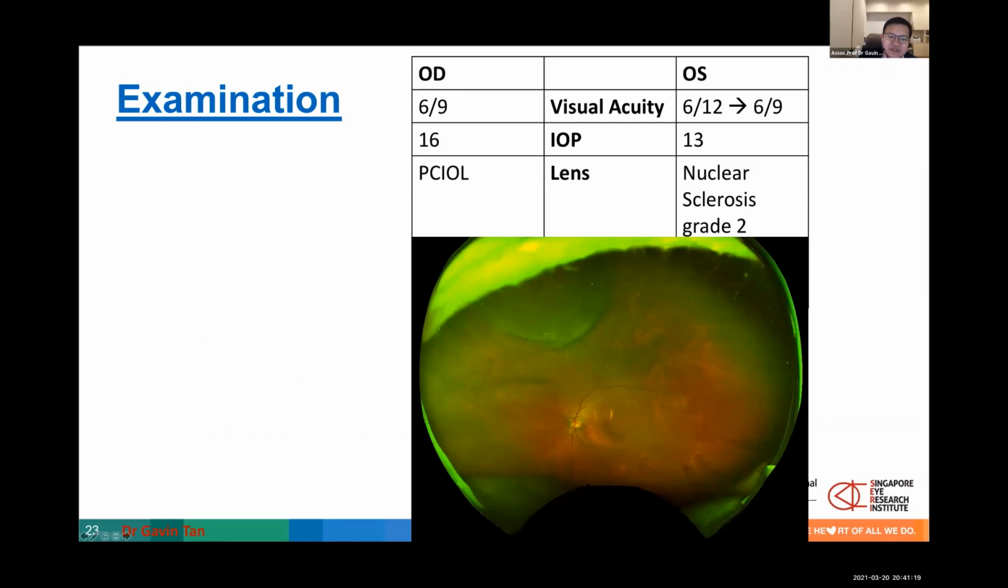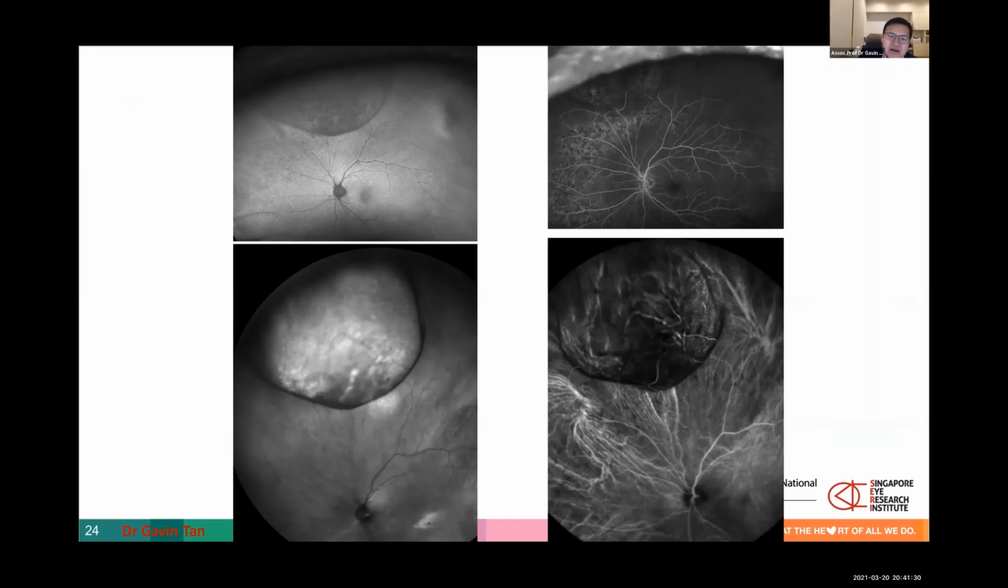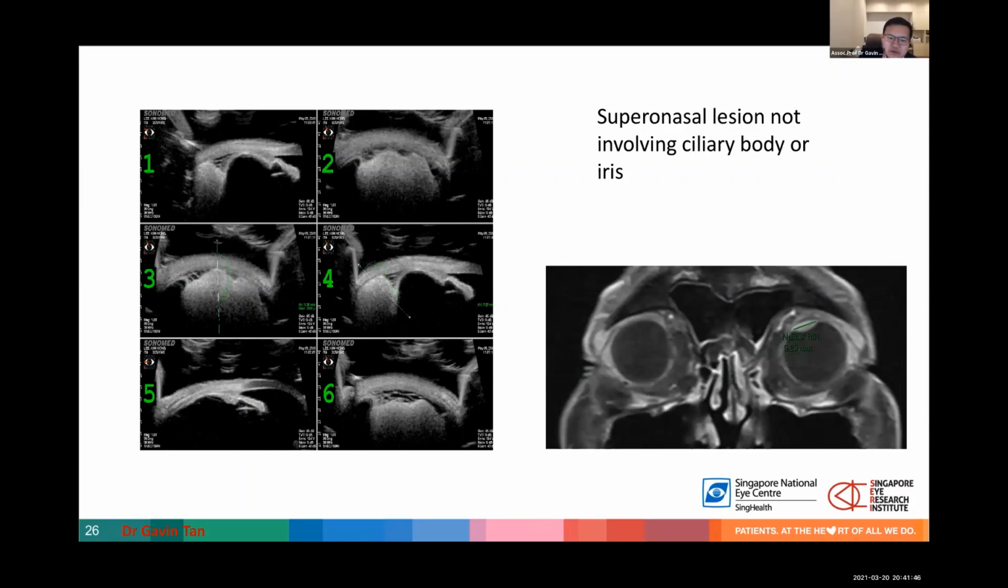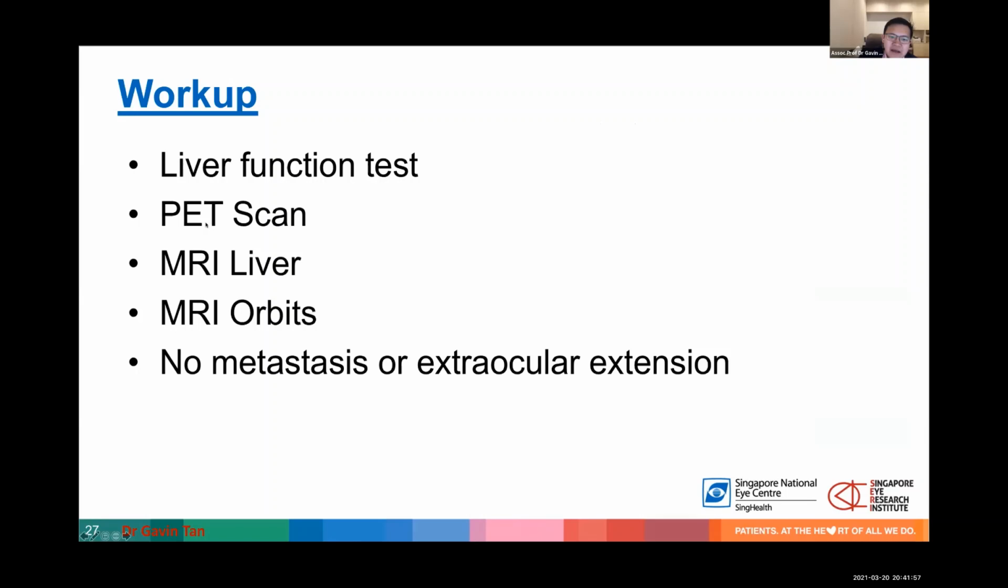You can see up here in the superior nasal region, there's a large pigmented choroidal mass. On ultrasonography, the important features we see are a high initial spike, very low internal reflectivity, and acoustic hollowing on the B scan, and the maximum height of the tumor here was about 6.4 millimeters. We generally in our system also do other imaging to confirm the localization, and we often do MRI as part of our protocol. The workup also included a PET scan, and there was no metastasis or extraocular extension noted for this patient. So planning was done.